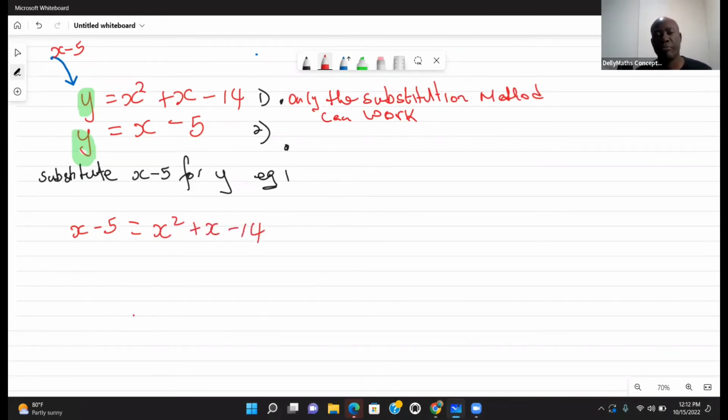First move. So now it looks like something, because you can't really solve an equation when you have two variables. You can't solve the equation when you have two variables in this situation. You have to get rid of one first. Always have to get rid of one. So as you could see, we substitute x minus 5 for y here.